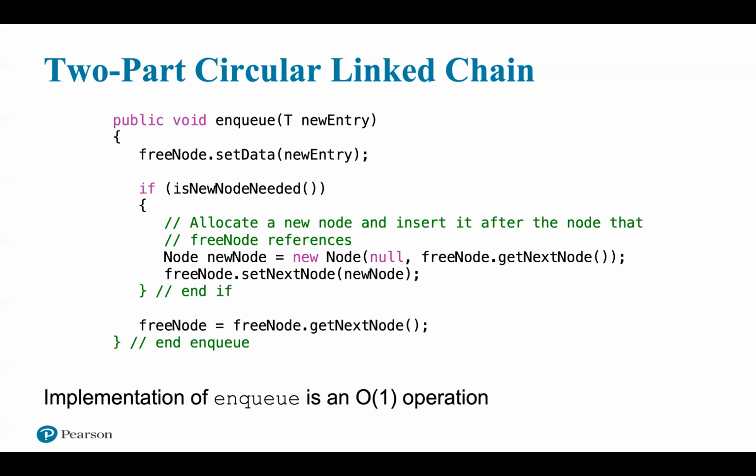So here, the method enqueue is easier to write and to understand if we hide the details of seeing whether to allocate a new node within the private method isNewNodeNeeded. It returns false if the chain has no nodes available for use in the queue. The implementation of isNewNodeNeeded is not difficult and appears later in segment 8-24. And so the enqueue operation is a big O of 1 operation.